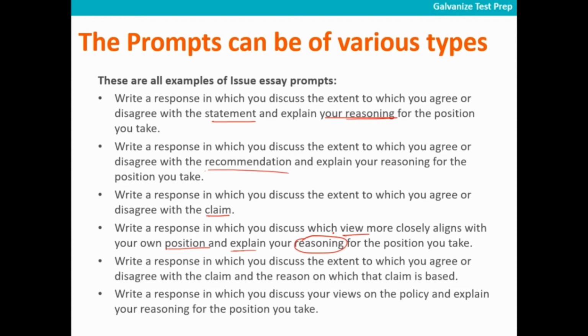So these are all more examples of the type of prompt that you may get. There are many, many more. At the end of this webinar, I'm going to show you a couple of links where you can get a pool of AWA issue and essay questions, argument questions, in case you want to see some more examples.